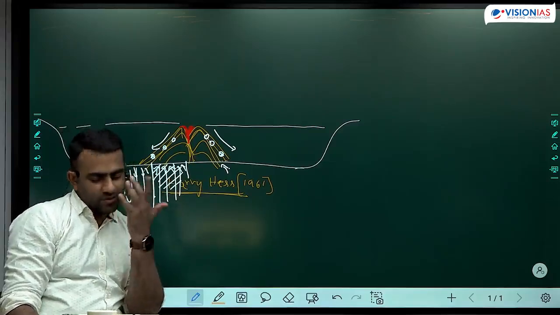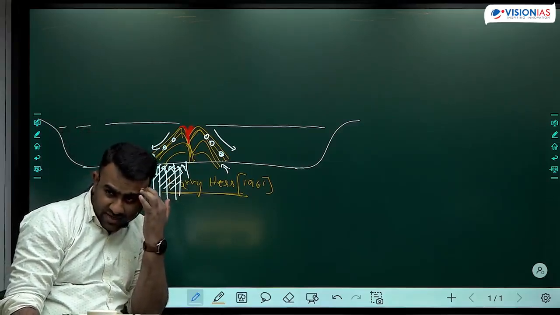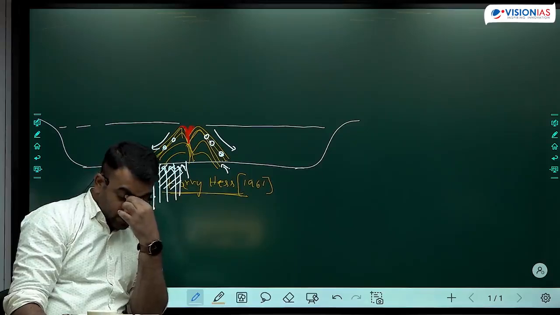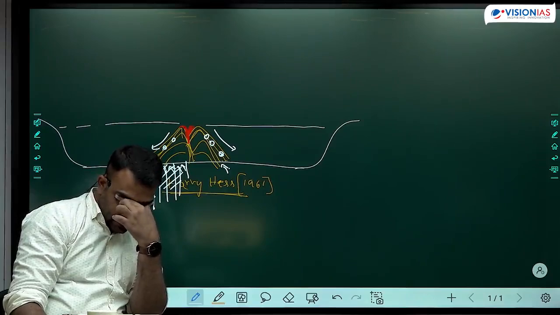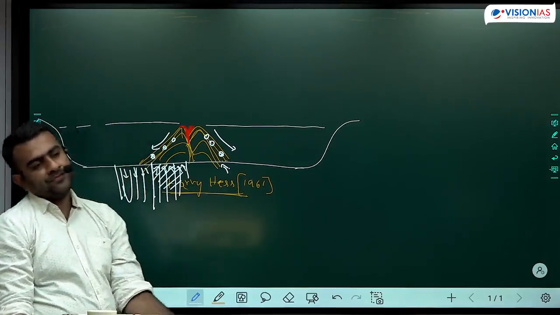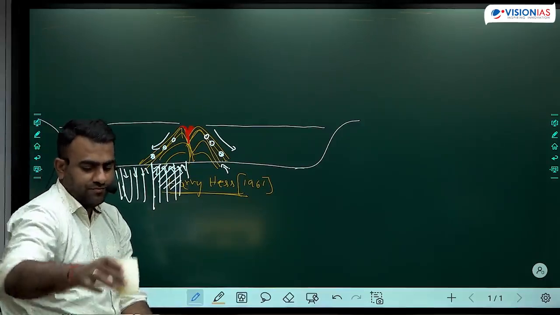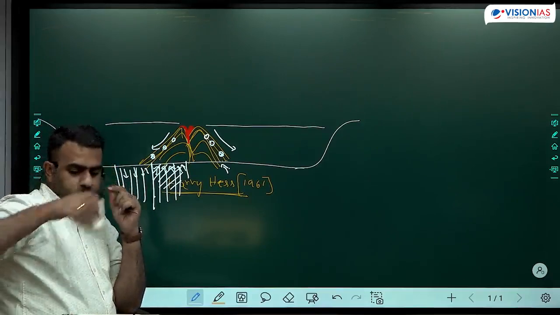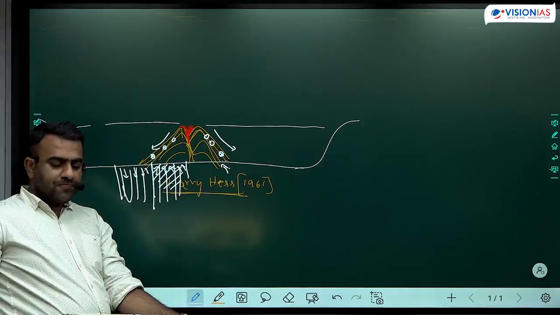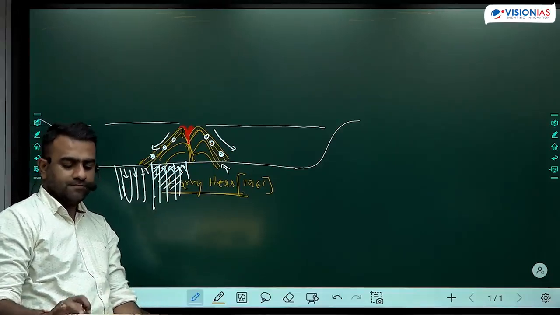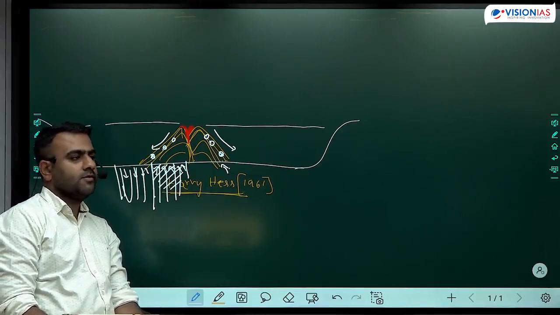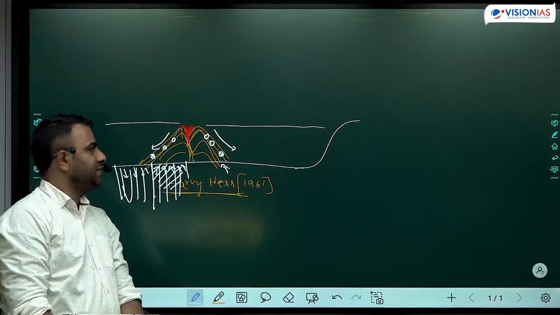All these observations were totally puzzling at that point of time, which could not have been explained. To explain all of these observations, Harry Hess gives the seafloor spreading theory in 1961. So what exactly is the seafloor spreading theory?